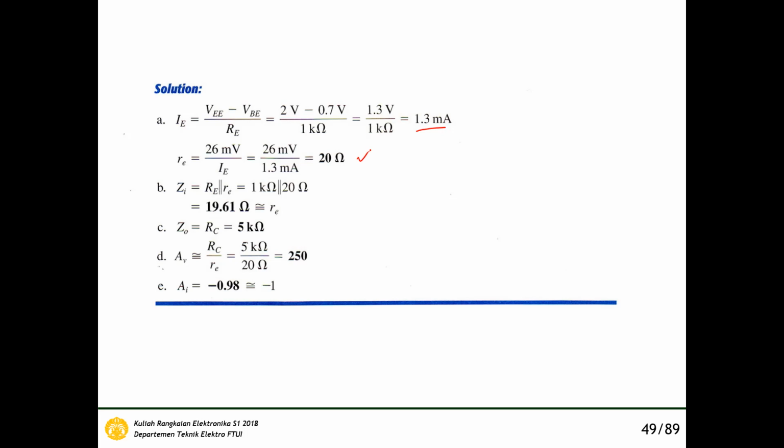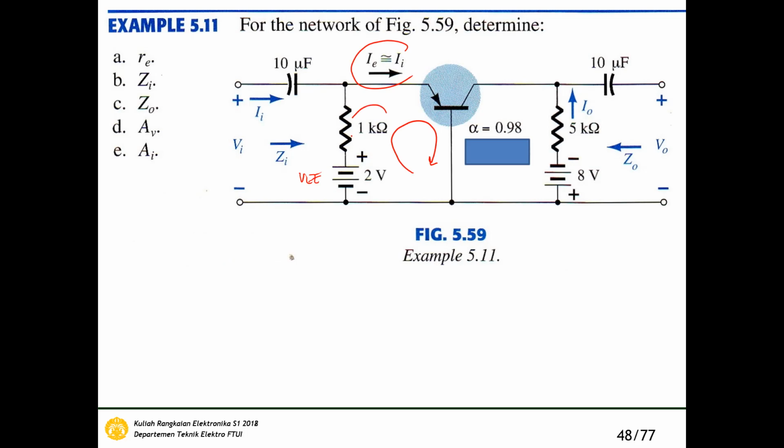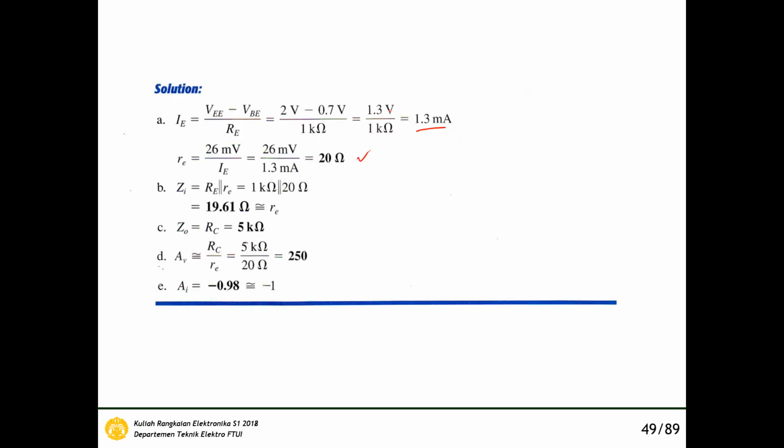And then ZI is RE parallel with small re. RE is 1 kilo ohm and small re is 20 ohm. We get that ZI is a little bit similar to re, which is 19.61 ohm. So this is the low impedance characteristic.